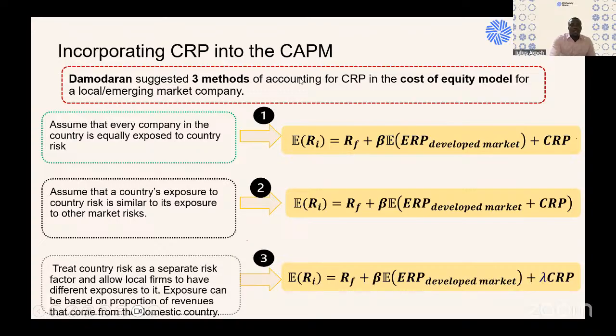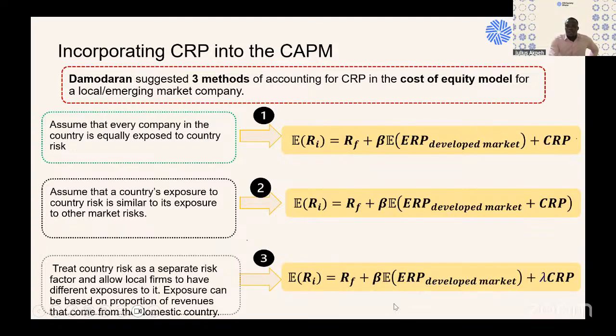And I told you this, guys: for the banks in Ghana, this is the first thing you should do. This is the first one. Use the first model for the banks here in Ghana. Now, the second model says that the company may not be 100% exposed, or the sensitivity of the exposure of the company to the CRP may be at the level of the beta as well. So add it to the equity risk premium of the developed market before applying the beta.